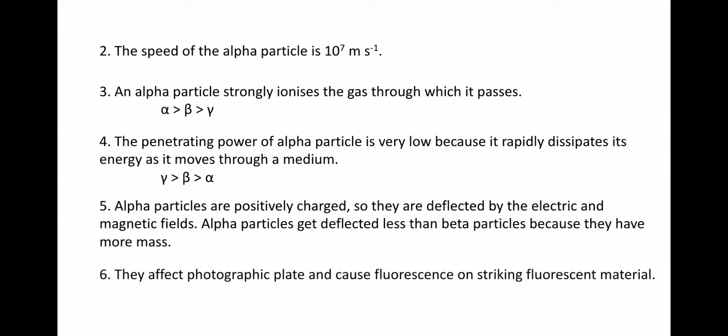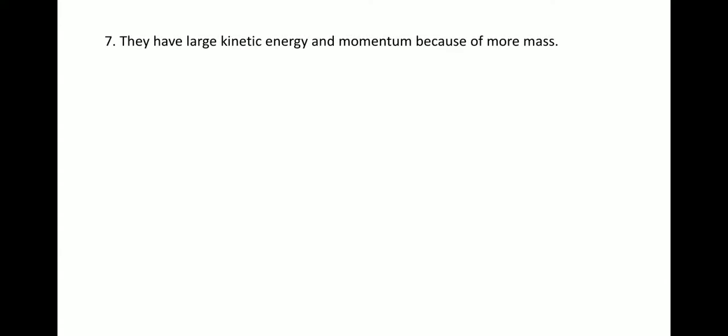Number 6, they affect the photographic plate and cause fluorescence on striking fluorescent material. So this is how the particles were observed when they were emitted by the radioactive substance. Number 7, they have large kinetic energy and thus large momentum is obtained because of more mass.